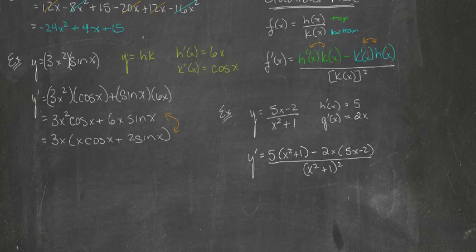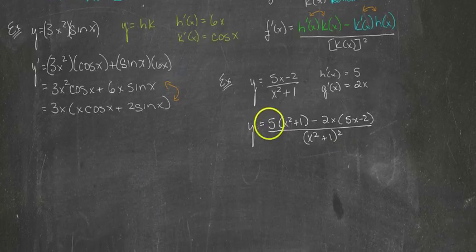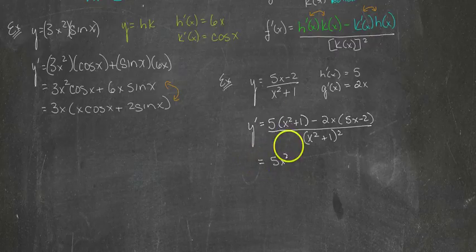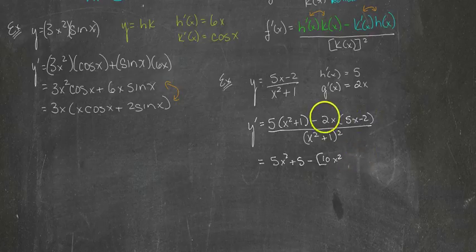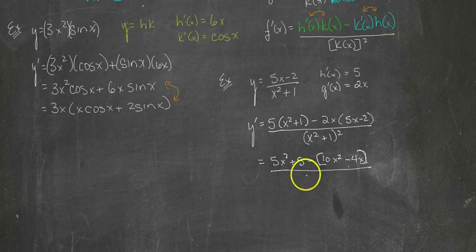I will tell you, one of the selling points for my method is that it gives you your distribution from the front. Instead of having a 5 back here, you would have the 5 in front where it's easier. And if you're dyslexic like me, that matters. So let's figure out what this is. This equals 5x squared plus 5 minus, and be really careful here with the minus sign, 2x times 5x is 10x squared, minus 2 times negative 2 is negative 4x, over, well, I'm not going to distribute this yet, x squared plus 1 squared.